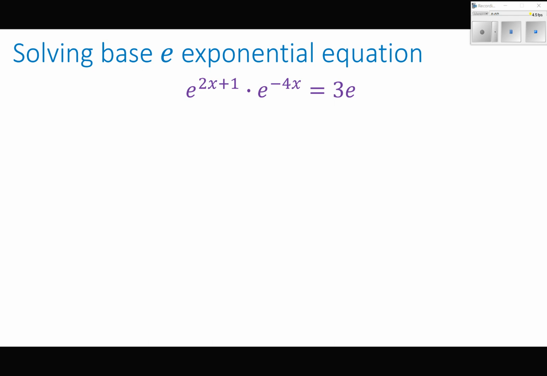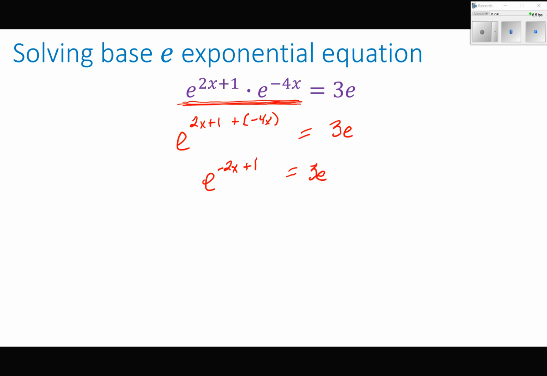Do another one. e raised to the 2x plus 1 times e to the negative 4x equals 3e. Whenever we are multiplying with the same base, we can add our exponents. So this is e to the 2x plus 1 plus negative 4x equals 3e. 2x minus 4x is going to give us a negative 2x. Plus 1 stays. There is no common like term that we could simplify that with. So this becomes e to the negative 2x plus 1 equals 3e.